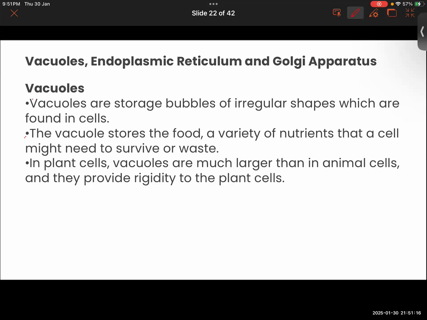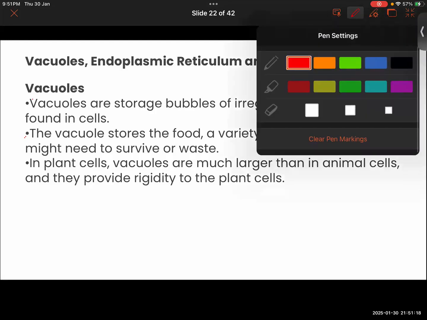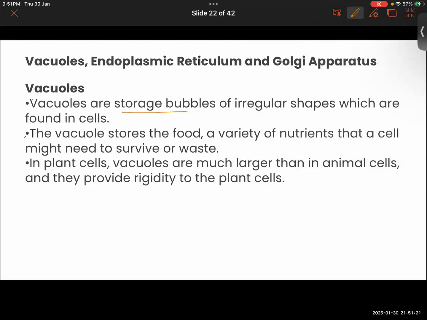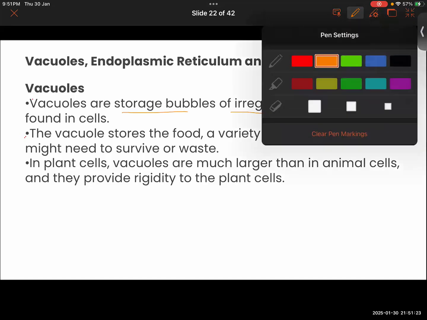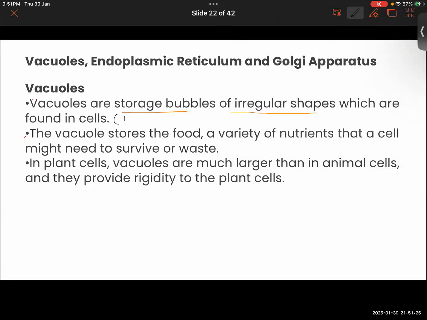Getting it now, everyone? Yes, sir. So they are storage bubbles with an irregular shape, found in the cells, in both plant and animal cells. They store food, a variety of nutrients that a cell needs to survive, and if the cell needs to get rid of some waste material, it will go into the vacuole. Apart from food, we should add water also.